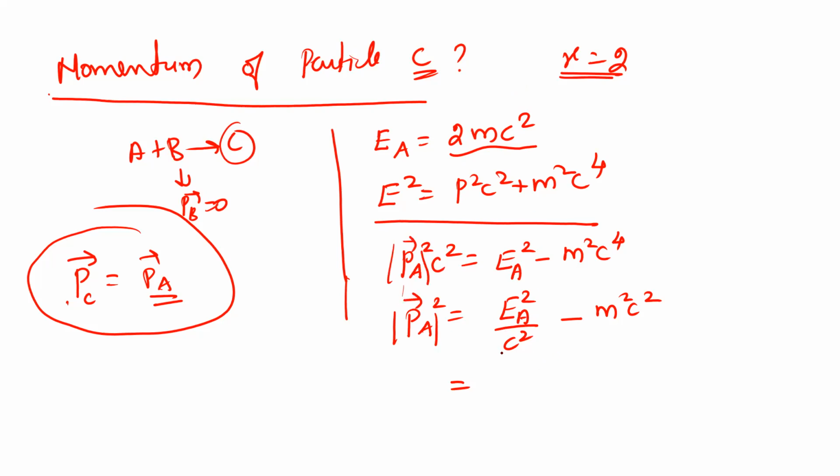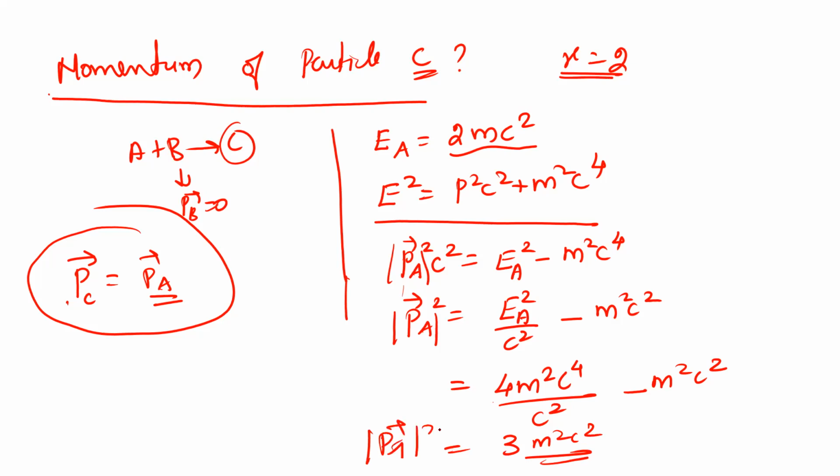So now we just use this relation. E_A is 2mc², so if you square it, it becomes 4m²c⁴, divided by c² minus m²c². So that's equal to 3m²c². All right, so this is the modulus of p_A squared. From here you immediately get p_A, the magnitude of the momentum, is root 3 mc. That's also really quick.